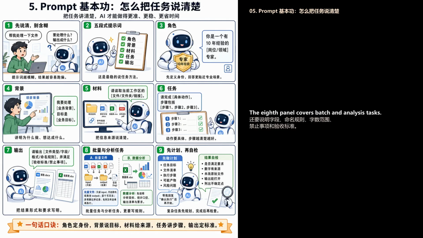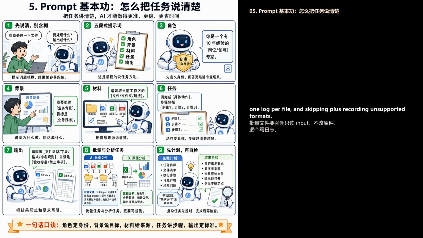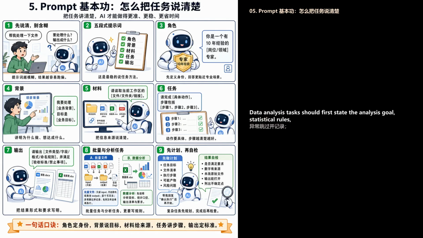The eighth panel covers batch and analysis tasks. Batch file tasks should emphasize read-only input, no modification to originals, 1 log per file, and skipping plus recording unsupported formats. Data analysis tasks should first state the analysis goal, statistical rules, list, and requirements.